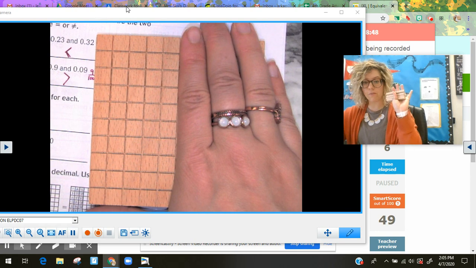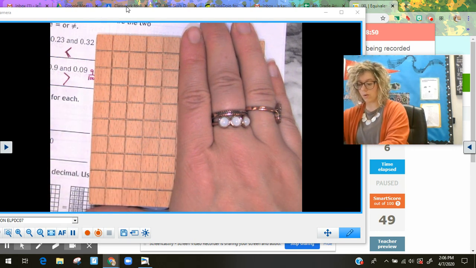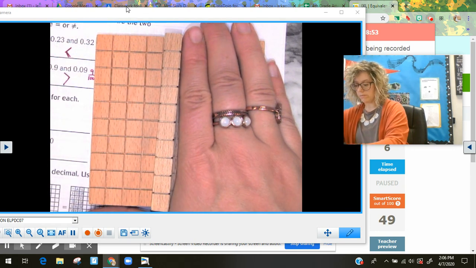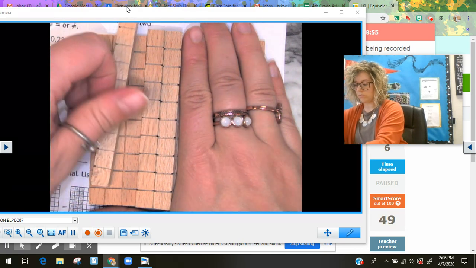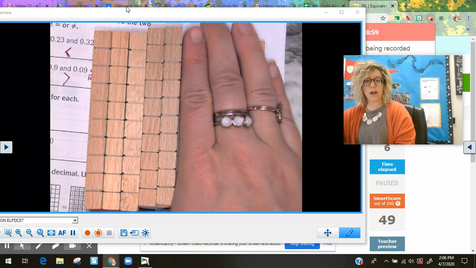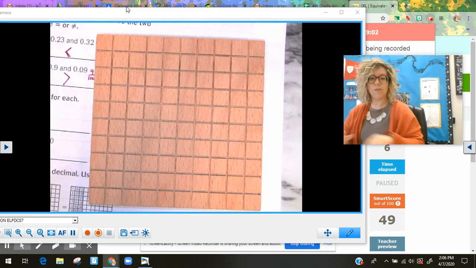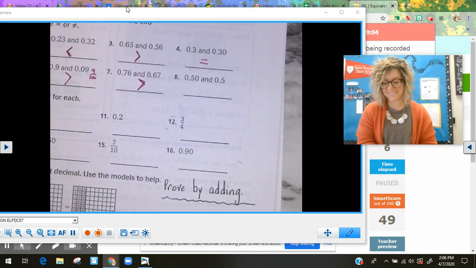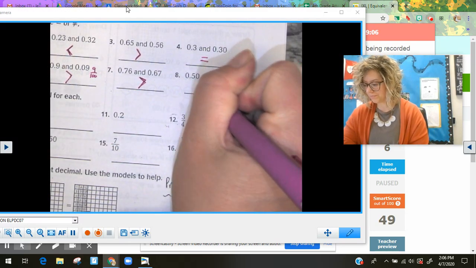Let's see if 5 of these single sticks fit on here, and if they do, we know they're equal. 1, 2, 3 tenths, 4 tenths, 5 tenths is the same as 50 hundredths. So these are equal.